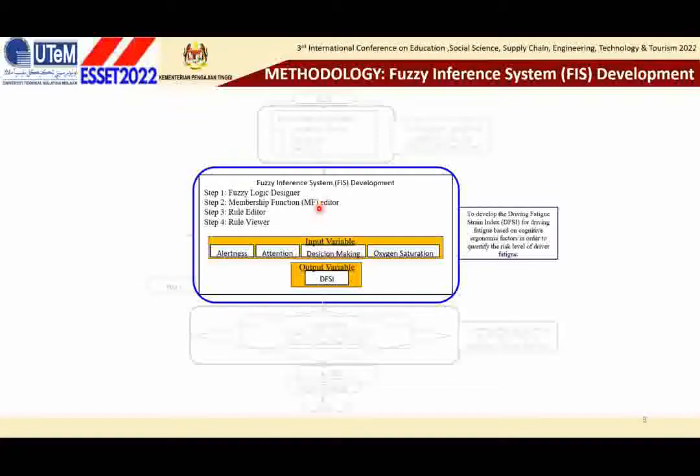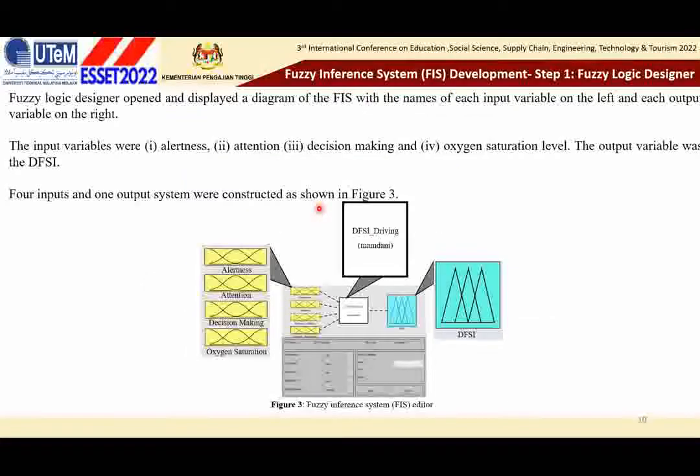First is the fuzzy logic designer. The fuzzy logic designer opens and displays a diagram of the fuzzy inference system, with the names of each input variable on the left and each output variable on the right. Figure 3 shows the fuzzy inference system editor. There are four input variables on the left, which are alertness, attention, decision making, and oxygen saturation, and one output variable on the right, which is the driving fatigue strength index.